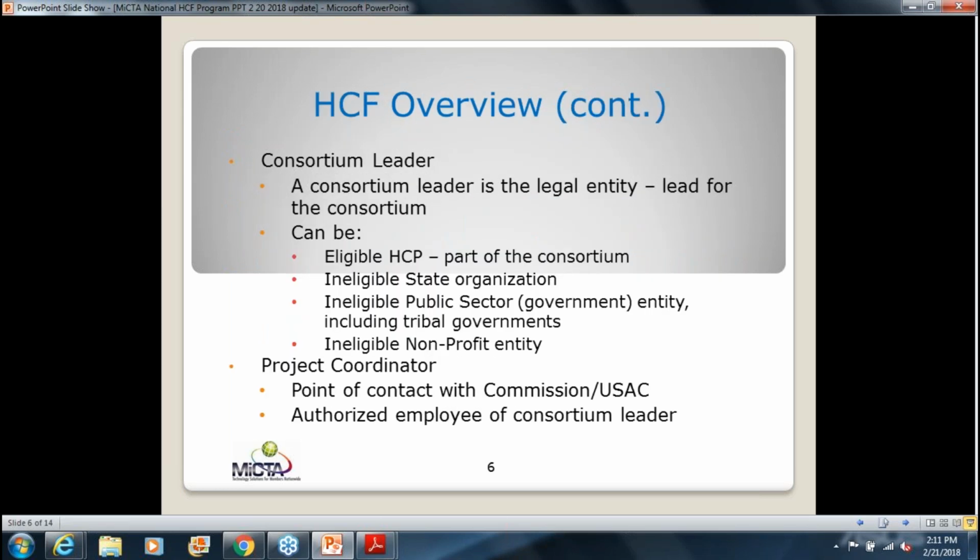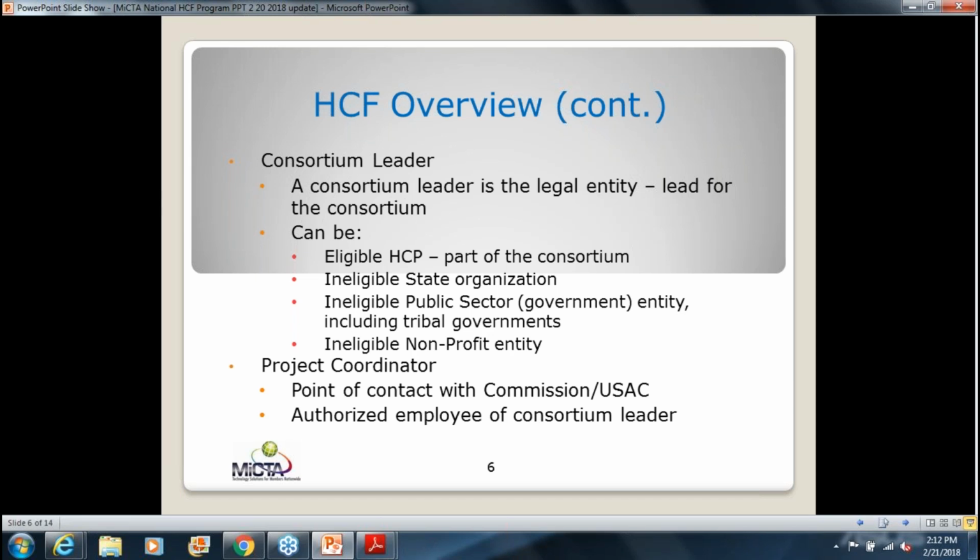And who is the consortium lead? The consortium leader is the legal entity for the consortium. As you can see, it can be an eligible HCP that is part of the consortium, an ineligible state organization, an eligible public sector government entity, including tribal governments, or an ineligible nonprofit entity. So in essence, MiCTA could be a sponsor of a consortium in this program.